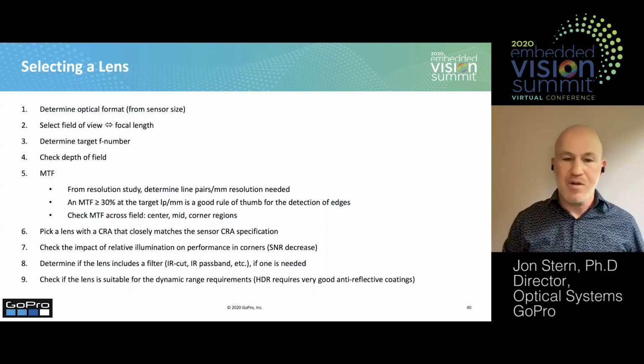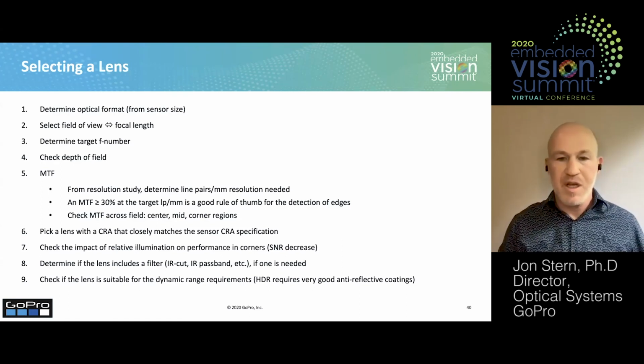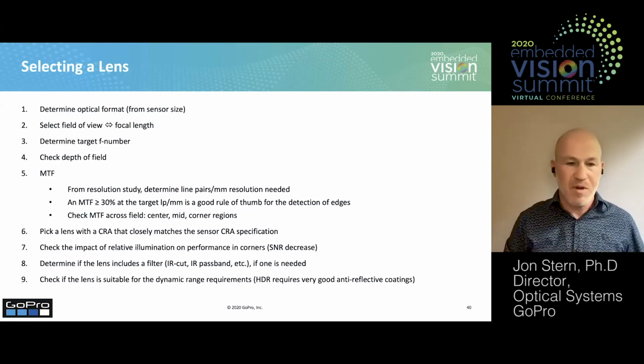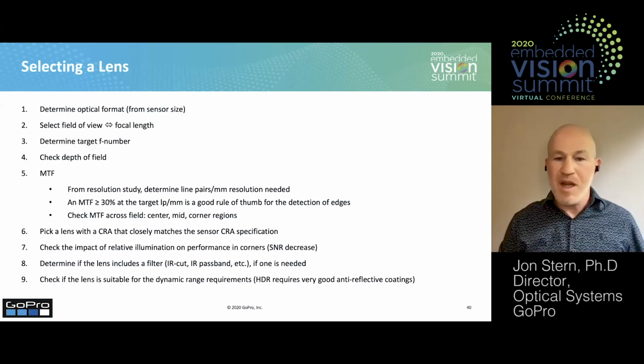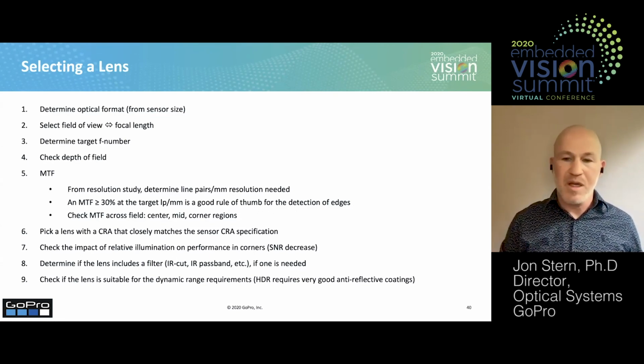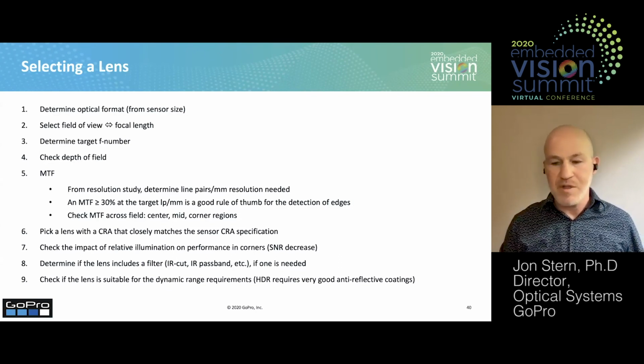Determine if the lens includes an IR cut filter or IR passband or whatever other filters are needed, if your system requires one, of course. And then check if the lens is suitable for your dynamic range requirements. If you're imaging in a high dynamic range scene, then that requires very good anti-reflective coatings.